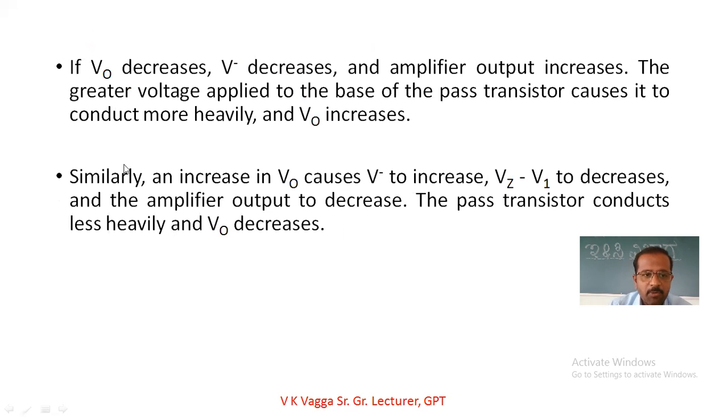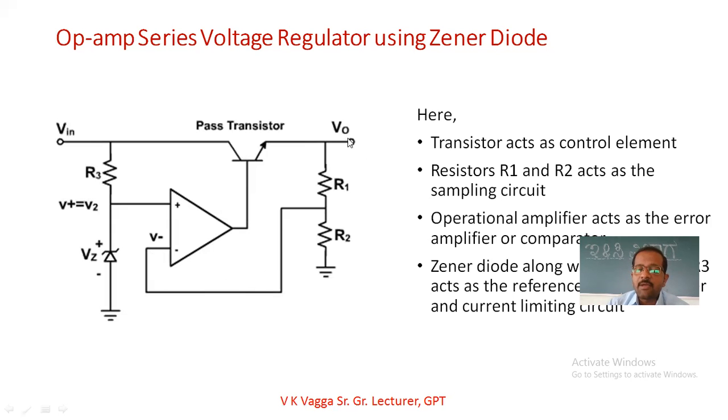In the same way for the opposite case, if V0 increases, say I want the output to be 6 volts and it increases to 7 volts, the voltage at the sampling increases, the voltage at the inverting terminal increases, and the output of the comparator is going to decrease, because the negative voltage has been increased. If the negative voltage increases, the output of the comparator decreases, and the base voltage is going to decrease.